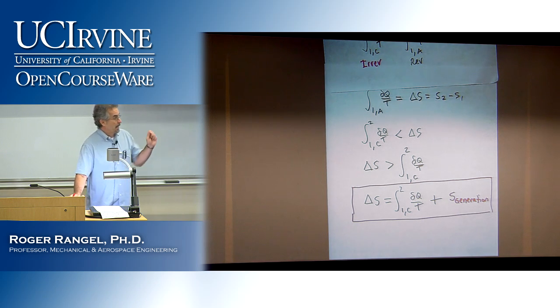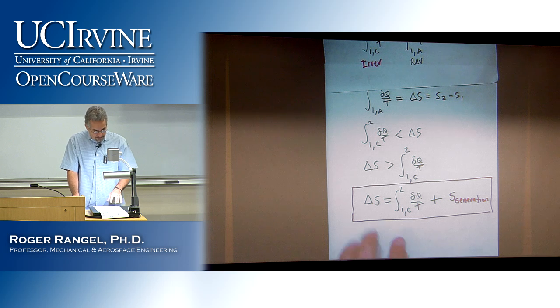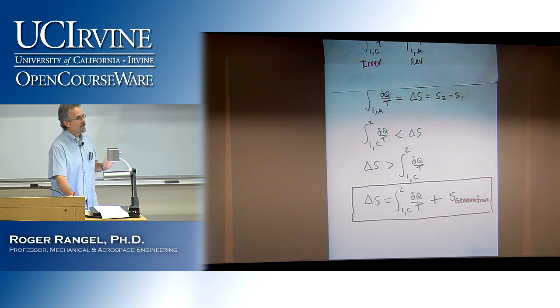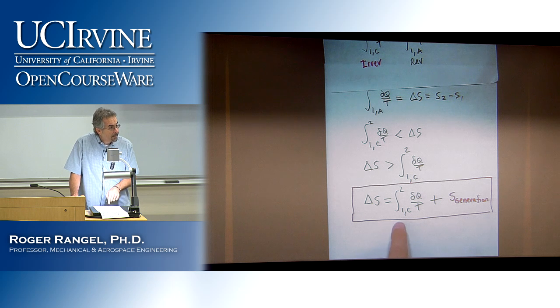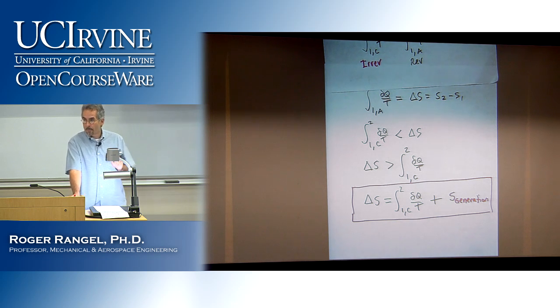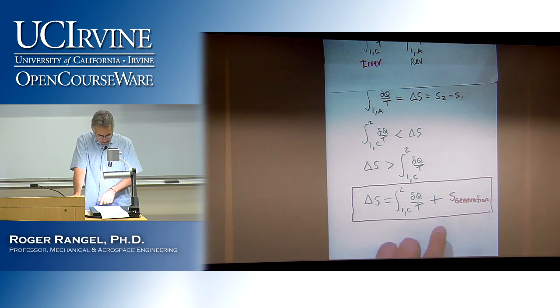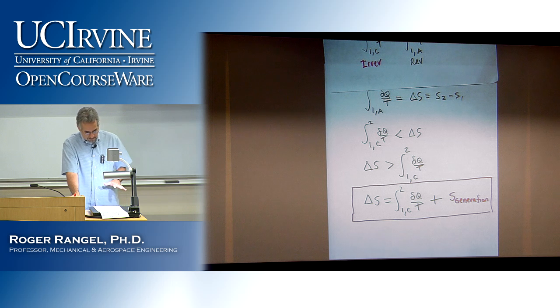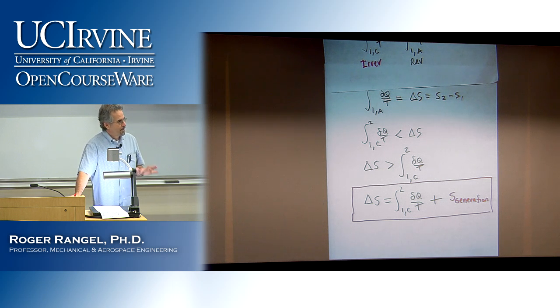And very important, because the other paths, A and B, were ideal paths. They were reversible paths. This was a real path. So this is a real process. So any real process will have entropy generation. Absolutely every process. Every process that takes place generates entropy.